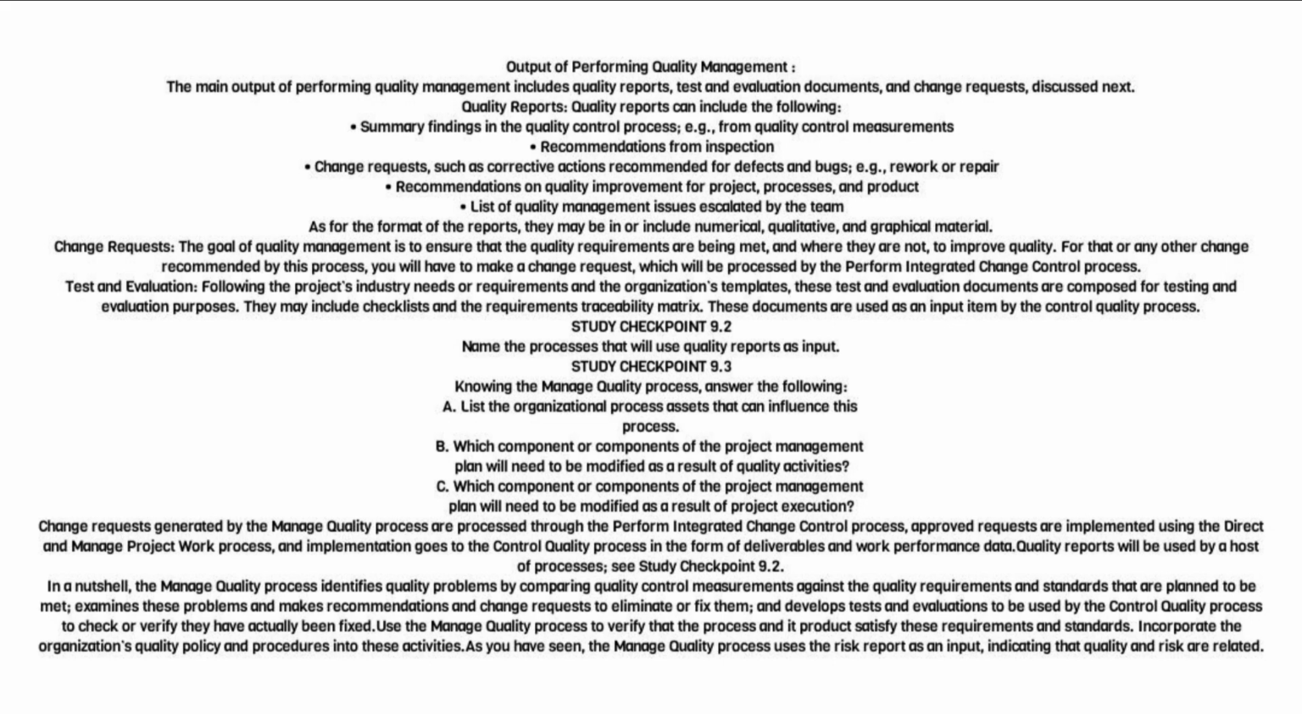Change requests. The goal of quality management is to ensure that the quality requirements are being met, and where they are not, to improve quality. For that or any other change recommended by this process, you will have to make a change request, which will be processed by the Perform Integrated Change Control process. Test and evaluation. Following the project's industry needs or requirements and the organization's templates, these test and evaluation documents are composed for testing and evaluation purposes. They may include checklists and the requirements traceability matrix. These documents are used as an input item by the control quality process.